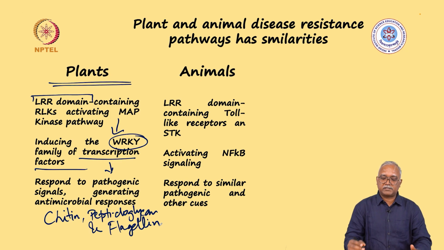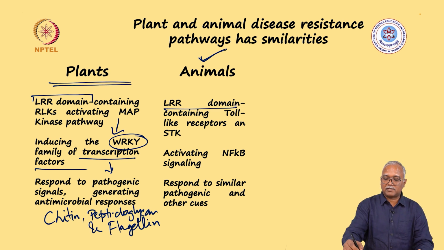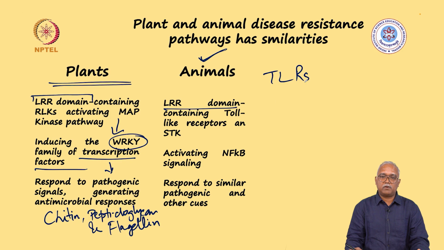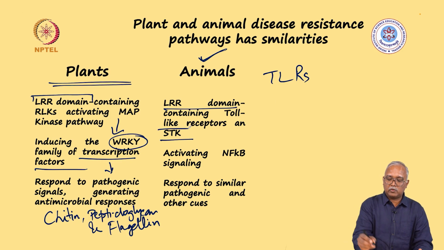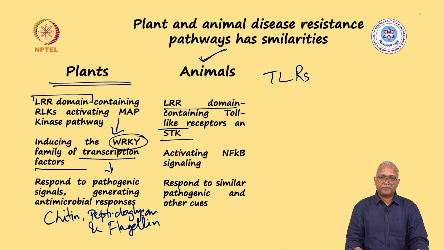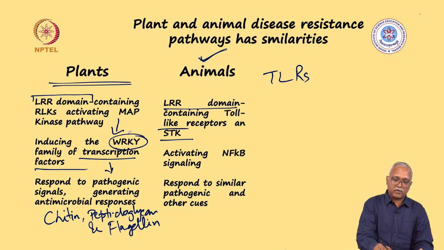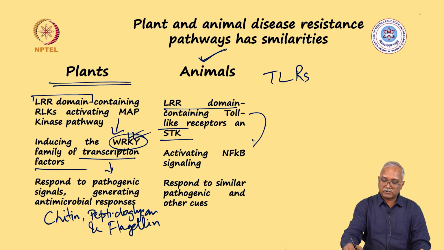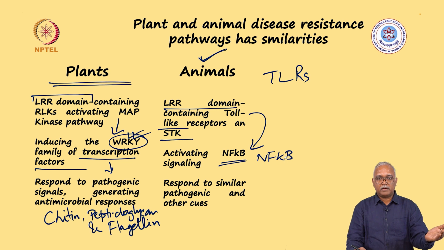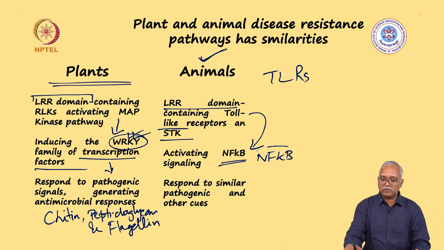Exactly the same situation is present in the animal world, where LRR domain containing receptors are called toll-like receptors, TLRs. There are multiple of them present in the animal world and they work through serine-threonine kinase activity. Just as this pathway was activating WRKY, here the activation of toll-like receptor activates the molecule NF-kappa B. And if you recollect, this particular molecule was very important because it was regulated by its inhibitor I-kappa B.